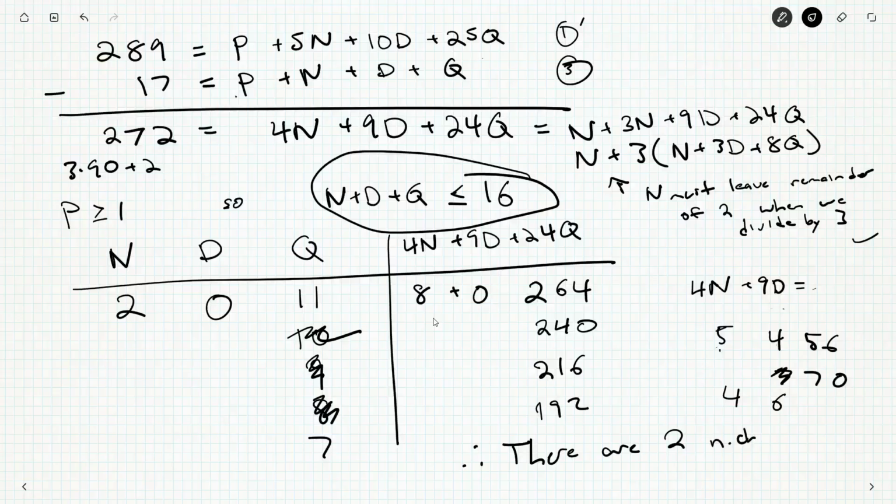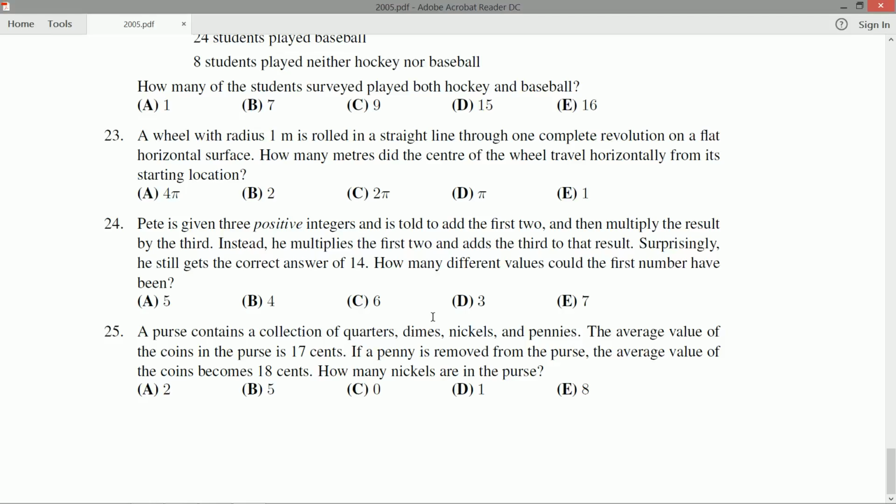So there are 2 nickels in the purse. Now, hopefully 2 is one of the answers, otherwise we've done something terribly wrong. 2 is indeed one of the answers, and notice that my comment about divisibility by 3, leaving a remainder of 2, ruled it down to A and B.